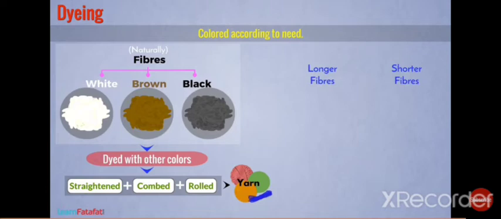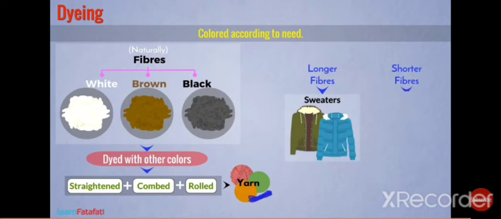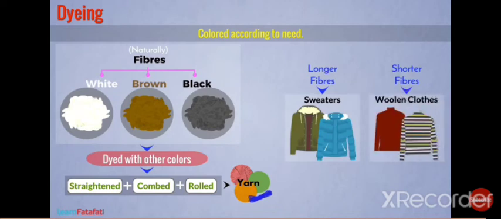Long fibers and shorter fibers. Longer fibers are used to make sweaters, and shorter fibers are used for woolen clothes.